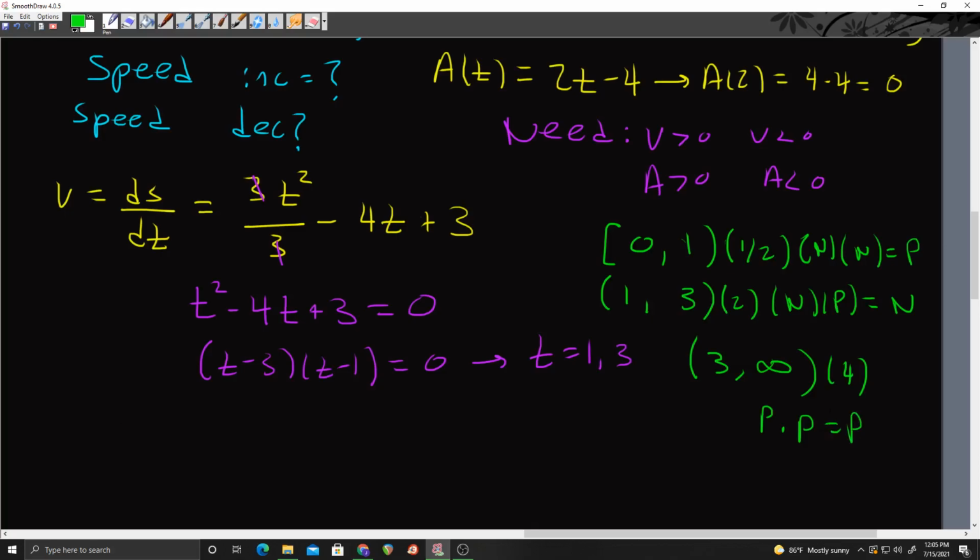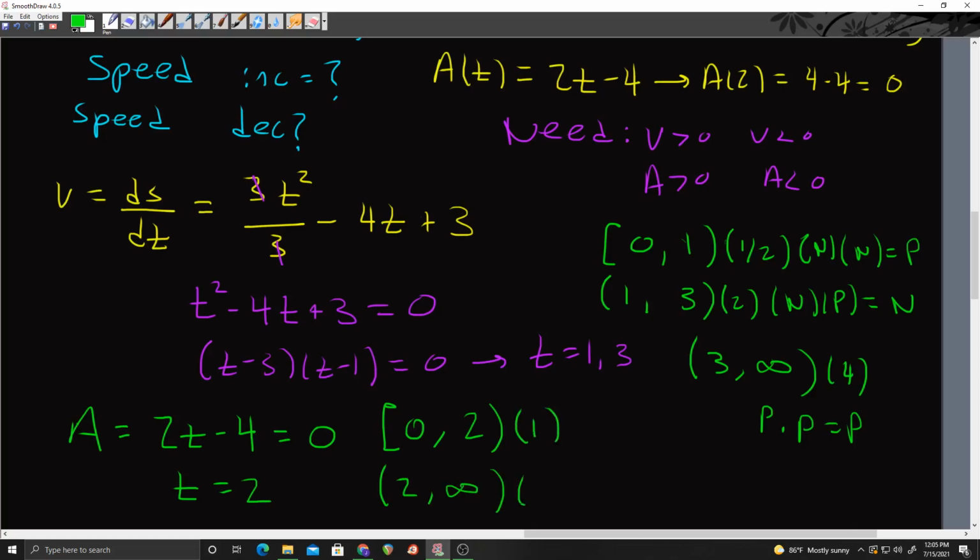Now we just have to do the acceleration, which is no big deal. Acceleration, take another derivative: 2t minus 4. Set that equal to 0. Add 4, divide by 2, t equals 2. So we're talking about 0 to 2 and 2 to infinity. I'm going to choose 1 and 3 and plug them into my acceleration. 2 minus 4 is negative. 6 minus 4 is positive.